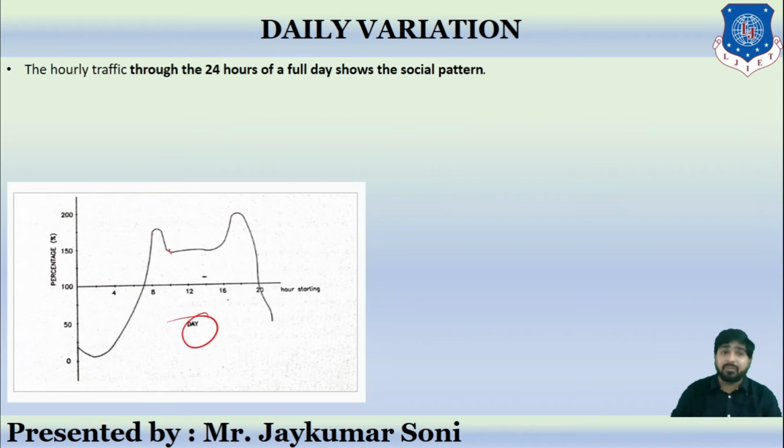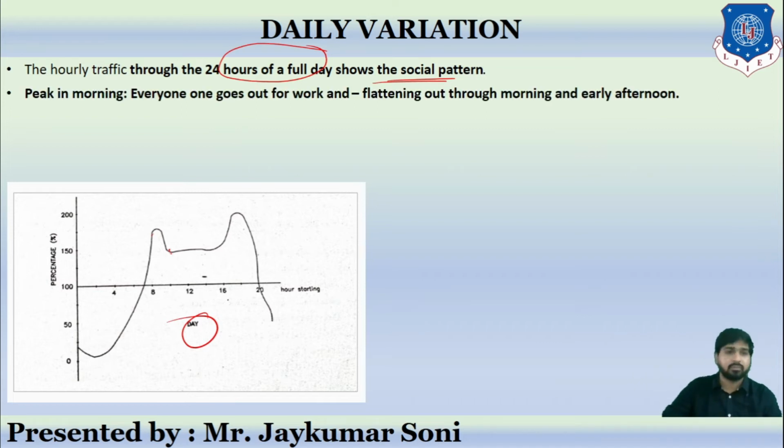So the hourly traffic through the 24 hours of the full day shows the social pattern. This is the general social pattern followed by all of us. We can see that there is a peak in the morning, 8 a.m. to 10 a.m. This is the highest amount of traffic. So, peak in the morning because everyone goes out for work, and then it gets flattened. This is flat through the morning and the early afternoon.